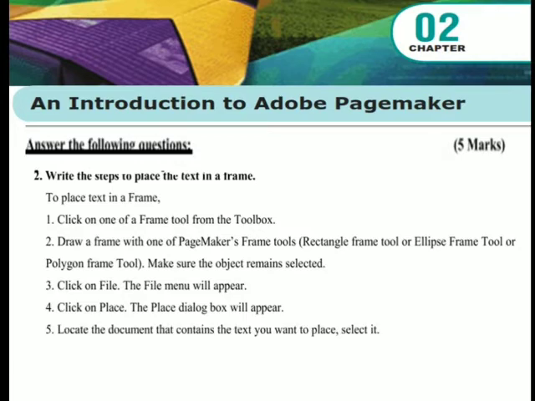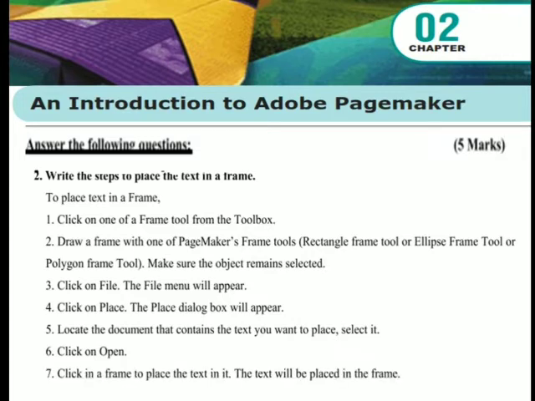Locate the document that contains the text you want to place, select it. Click on Open. Click in a frame to place the text in it. The text will be placed in the frame.